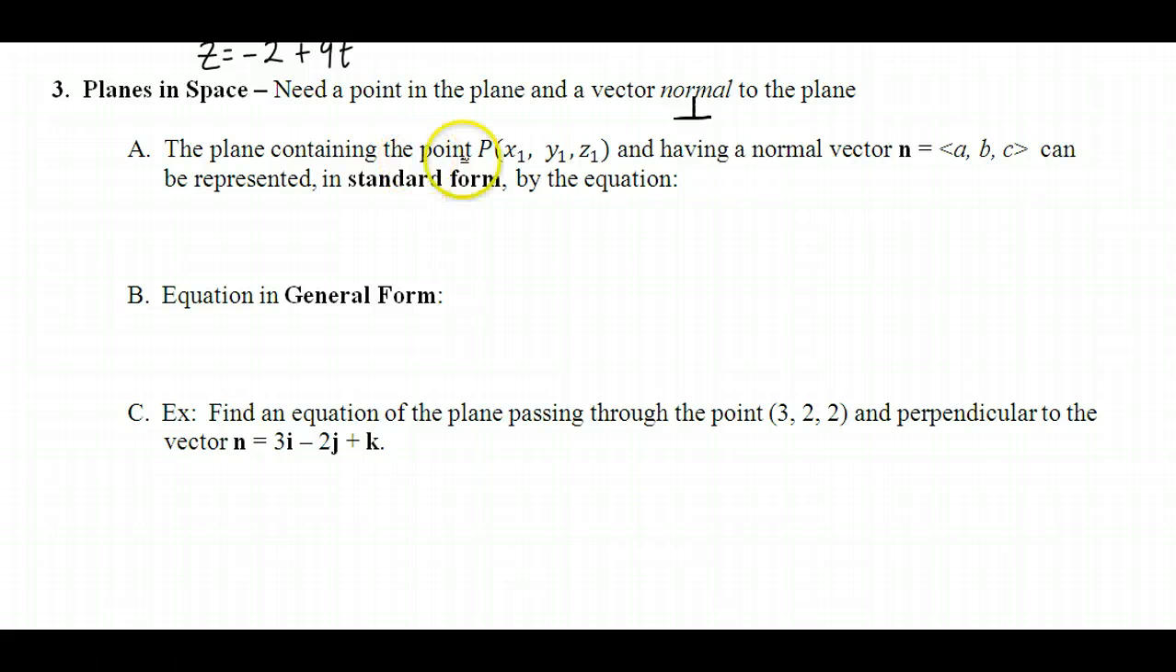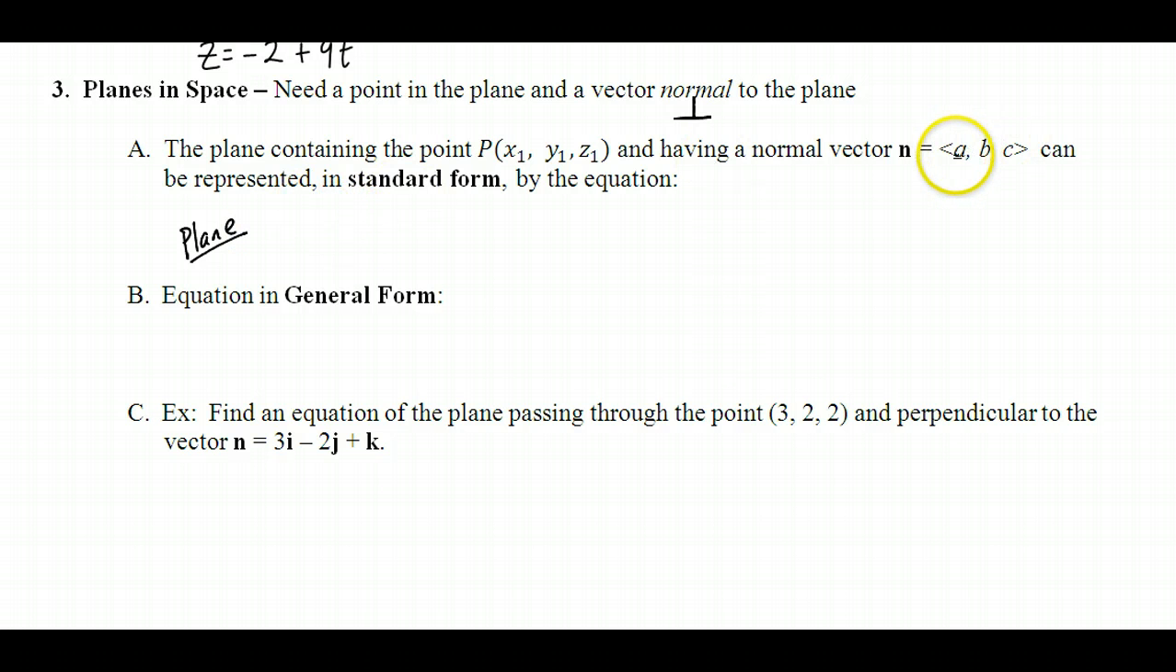So we have a plane that contains our point, any point, it doesn't matter, so here's our point, and having a normal vector. Remember normal is a perpendicular vector, and our normal we have as a, b, c. It can be represented in standard form by this equation. So again, keep in mind, this is now a plane. We just wrote the equation of a line. Now we're writing the equations of a plane.